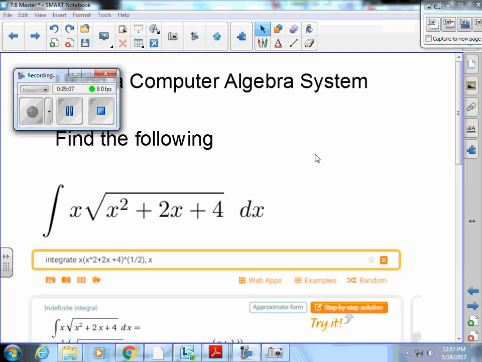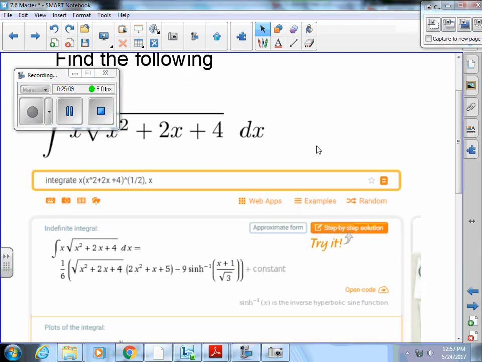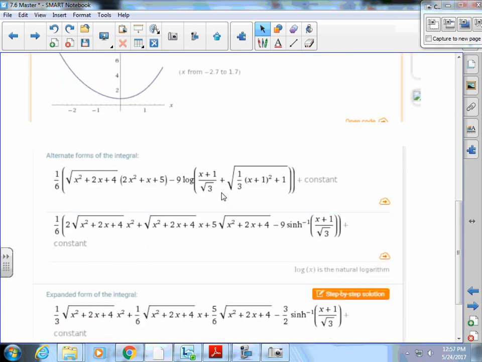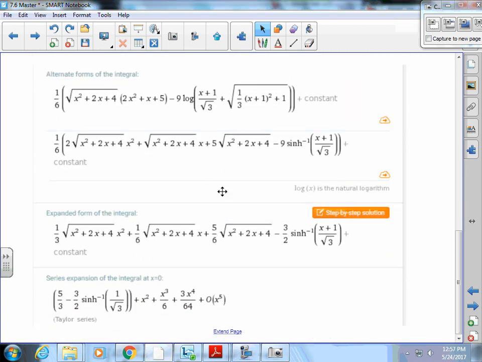Okay, well that's the end of this video. I showed you how to get the answer. You can do this in Wolfram Alpha. When we get to Mathematica, you can do this in Mathematica, or you can even do this on your calculator.